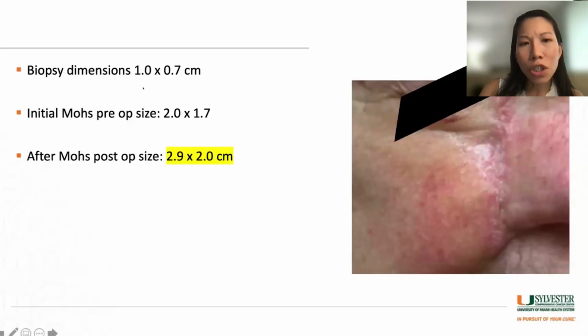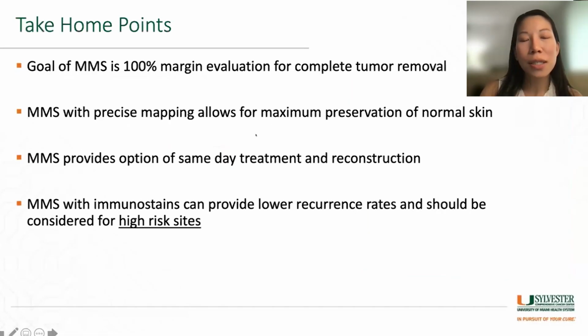And I want to highlight some of these dimensions because it's critical to know that the 0.5 centimeter margin is definitely an underestimation of the margins needed to clear these tumors, especially in patients in South Florida who have a lot of sun damage. Her initial biopsy specimen dimensions were only about 1 centimeter, and her ultimate defect size was almost 3. So I definitely had to go way beyond the 0.5 centimeter margins to clear her, albeit she did have a recurrent tumor, and those often do require wider resections.